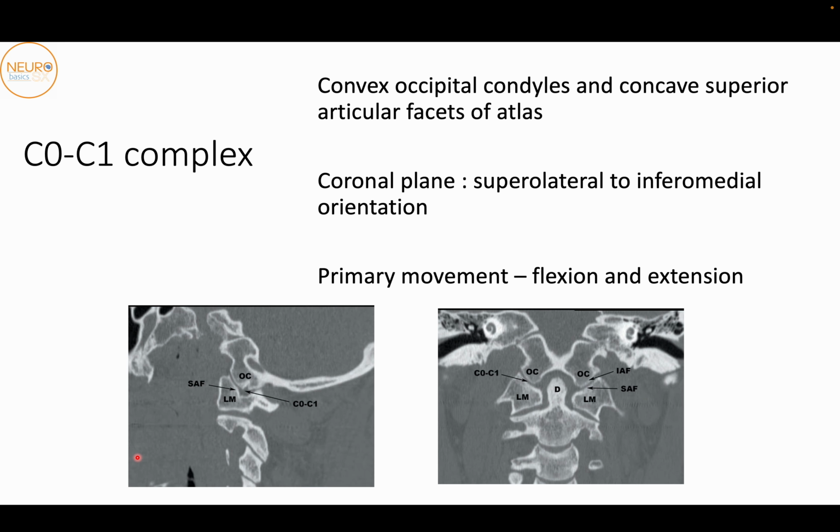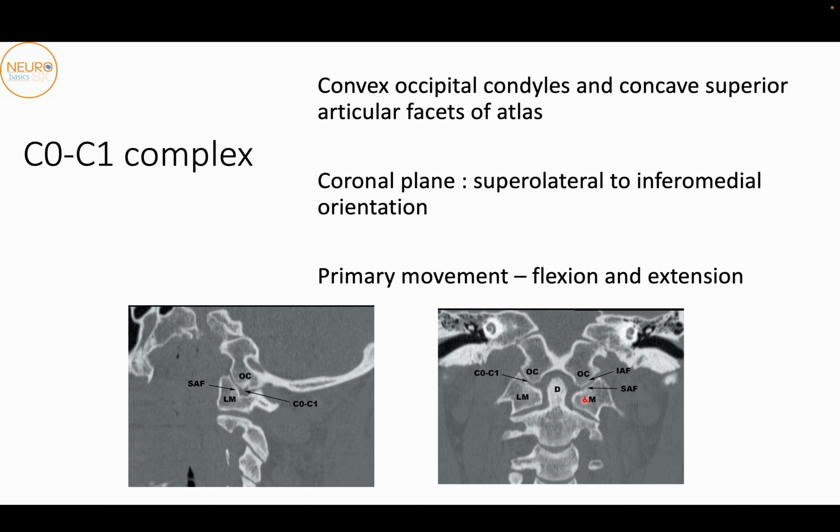Right. So let's look at the joints which make up this craniovertebral junction. The C0-C1 complex. C0 refers to the occiput. So as we already saw, the occipital condyles should be convex, while the C1 lateral mass is going to be concave. Right, so the superior articular facet of the atlas is a concave structure.